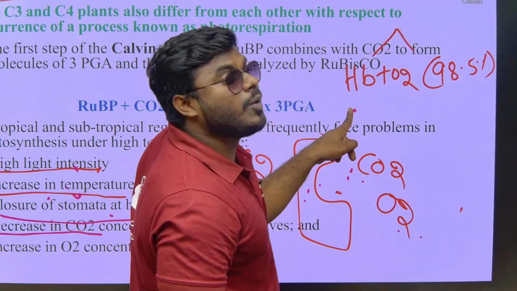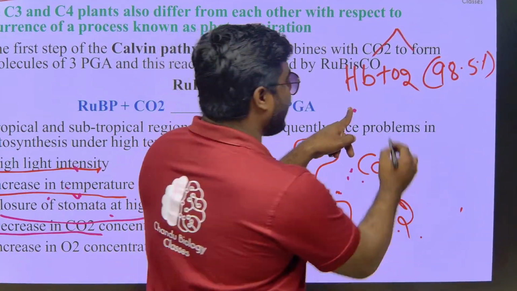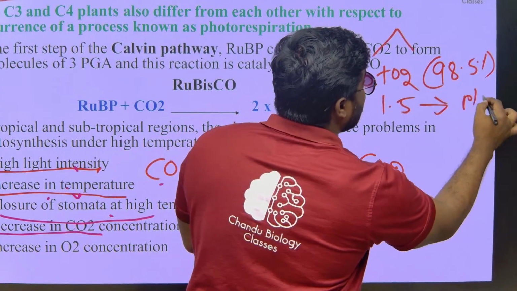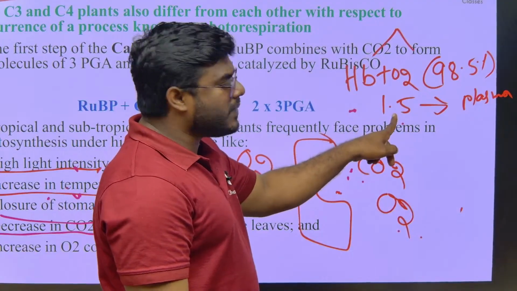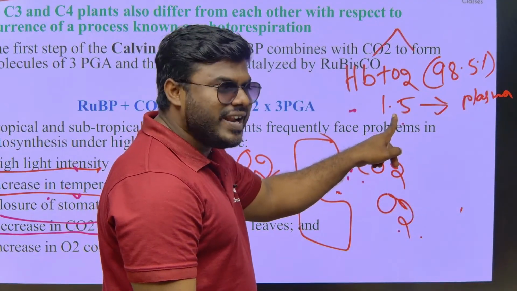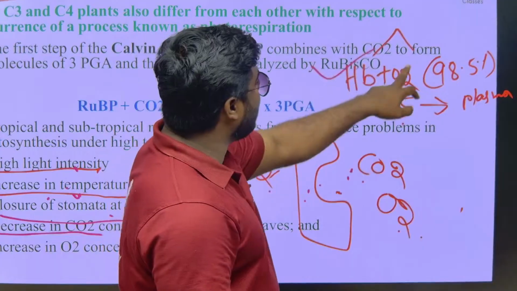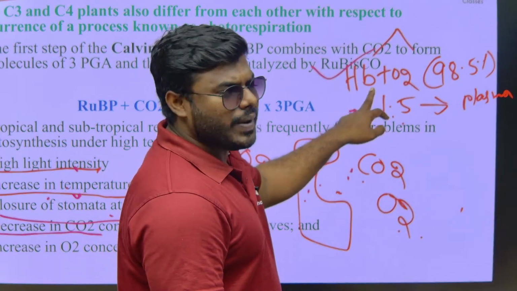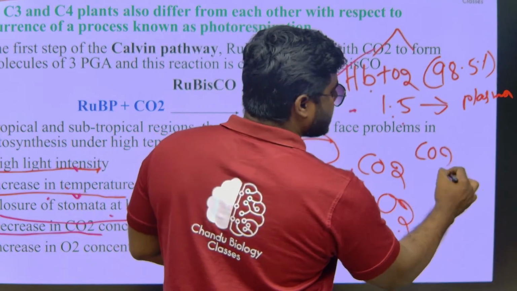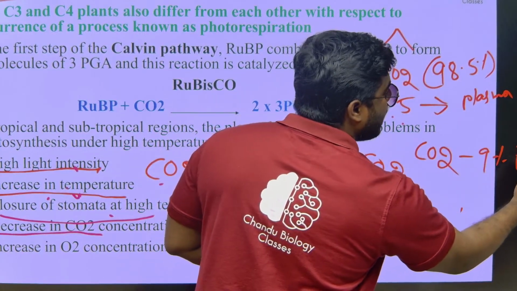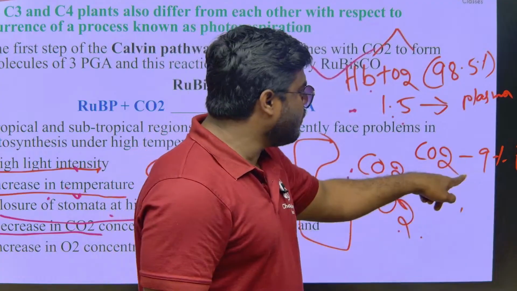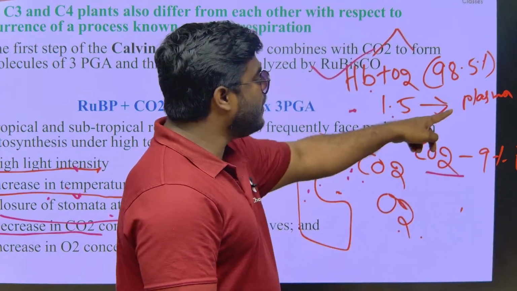98.5%. How much oxygen is left out? 1.5%. This is dissolved in plasma. Can you observe? Only 1.5% of oxygen is dissolved in the plasma. Remaining all are associated with hemoglobin. But when you see carbon dioxide, nearly 9% of the carbon dioxide is dissolved in the plasma. So which is dissolving more? So which is available more?